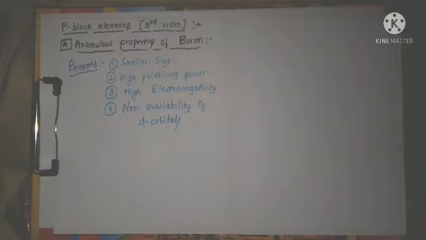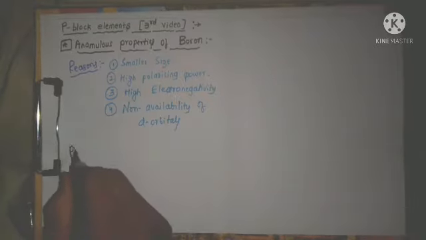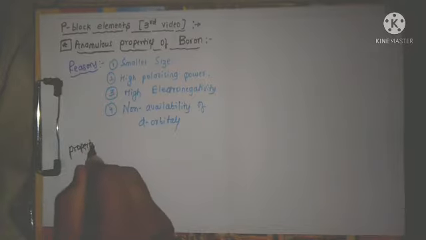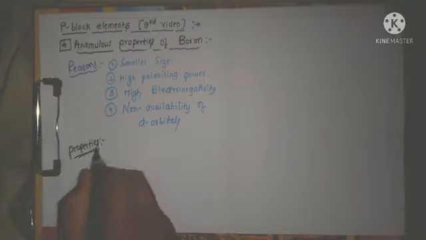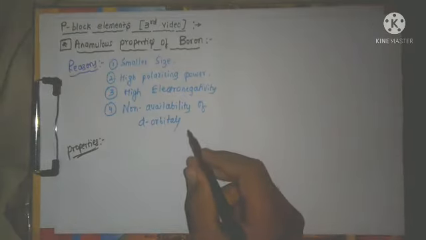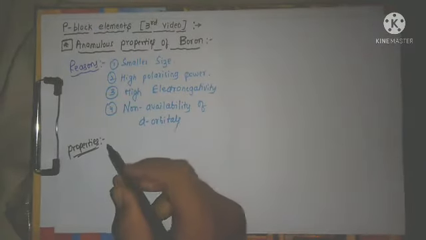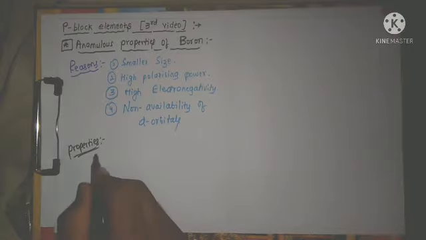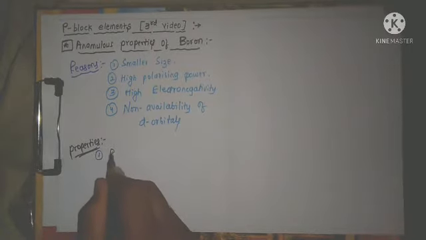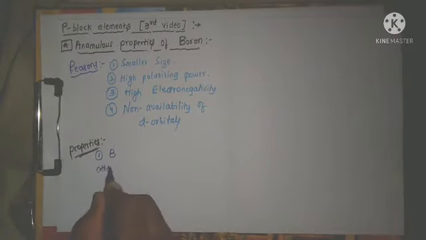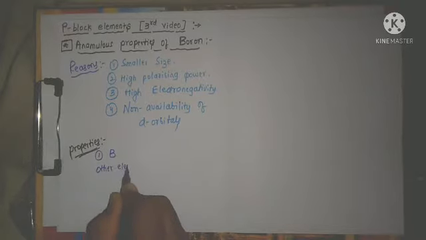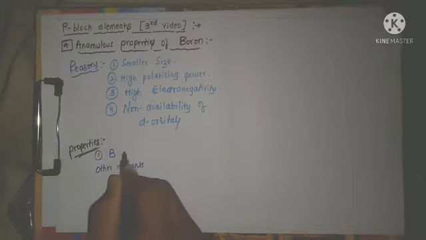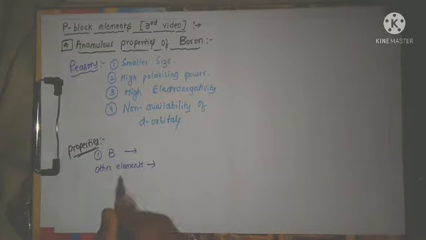Now we will discuss the properties. What are the properties which are different? These are the reasons we have studied, reasons for anomalous properties of boron. Now we will go for the properties. What are the different properties? Just check here. One by one we will discuss boron and the other elements in the same group. Here it is boron, and here the other elements in the same group.